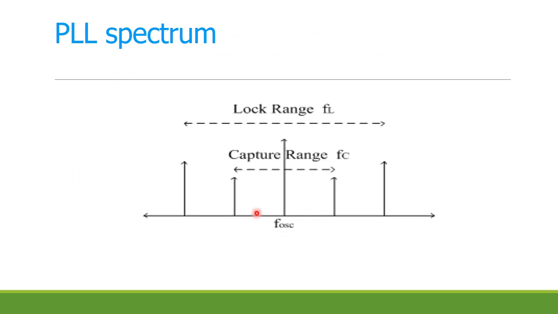Let us see the spectrum of your PLL. This is the center frequency, the oscillator frequency F naught. Here you can see we have a capture range Fc. That is the range of signals over which your PLL can acquire lock. This is called the capture range. Once the signal is captured, the PLL can maintain a lock for a wider range of frequencies. The bandwidth for lock is more than the bandwidth that we use for capture. Once your frequency is captured, the PLL is able to maintain lock beyond the capture range also. That is the speciality of this PLL.